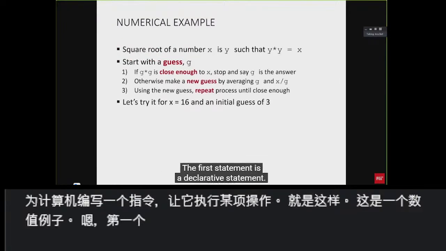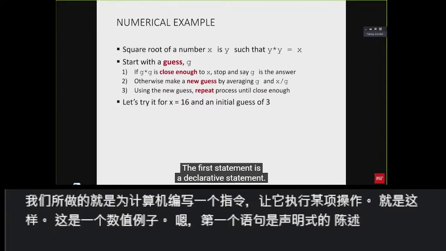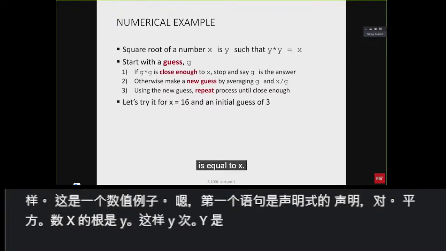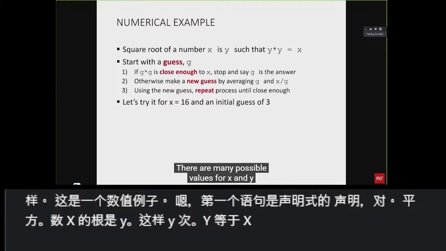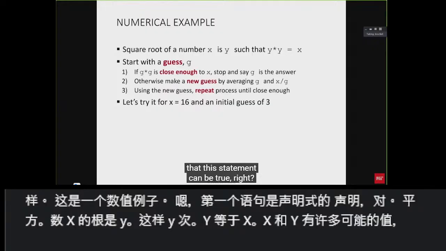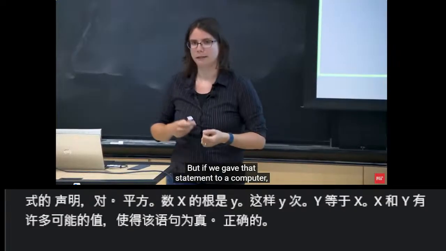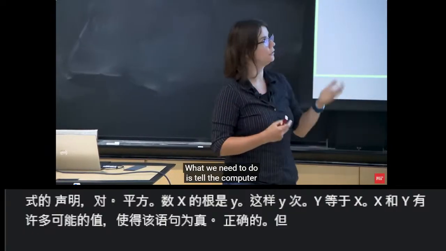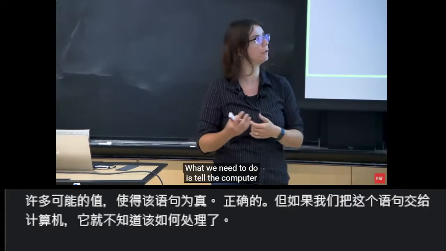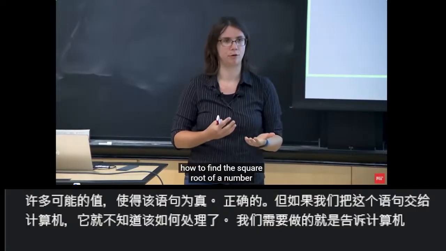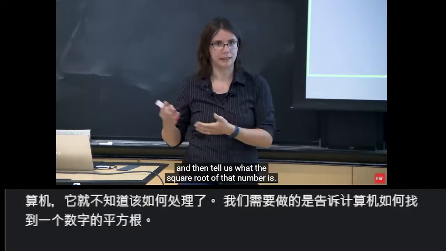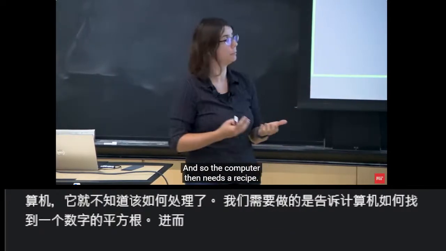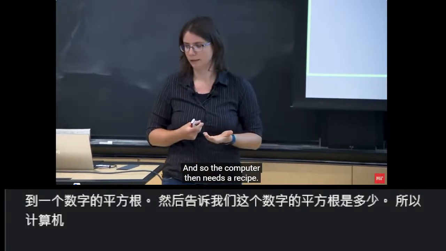So here's a numerical example. The first statement is a declarative statement, right? The square root of a number x is y such that y times y is equal to x. There are many possible values for x and y for which this statement can be true, right? But if we gave that statement to a computer, it wouldn't know what to do with it. What we need to do is tell the computer how to find the square root of a number, and then tell us what the square root of that number is. And so the computer then needs a recipe.